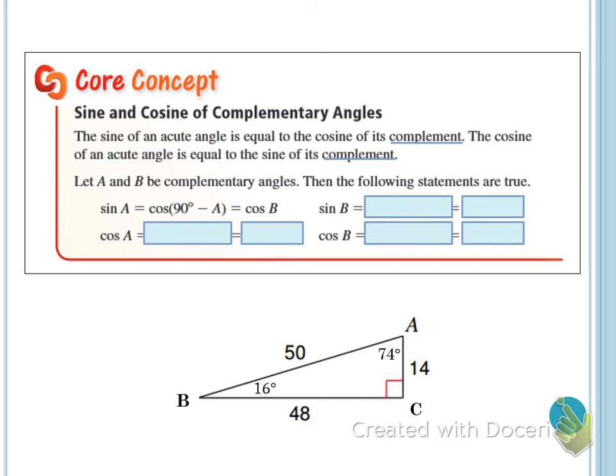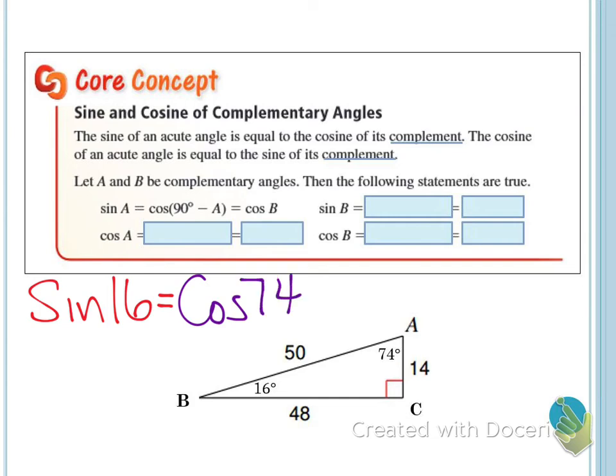So again, we'll show you here. Sine of 16 degrees would be equal to cosine of what? Of 74 degrees. So this half of the room, type in sine of 16. That half of the room, type in cosine of 74. All right, so we got 0.2756. Perfect. Did this half of the room get 0.2756?